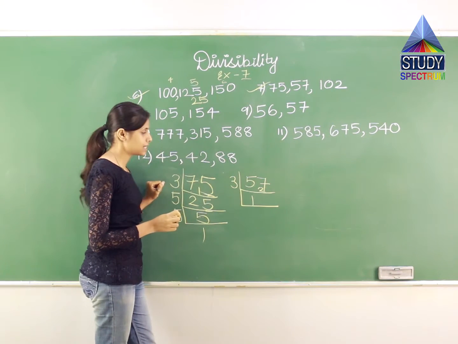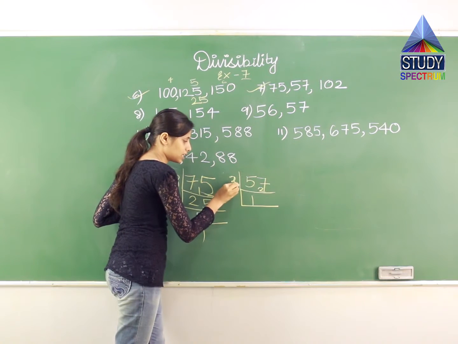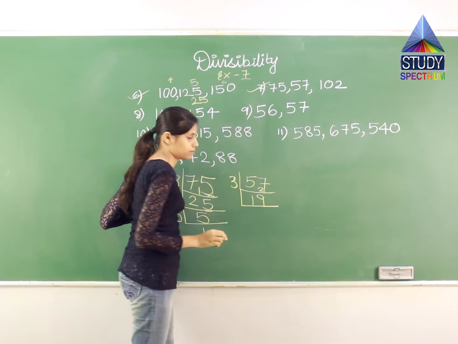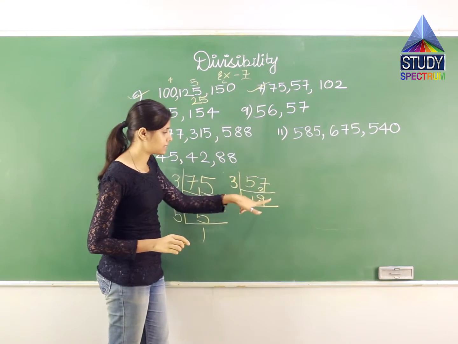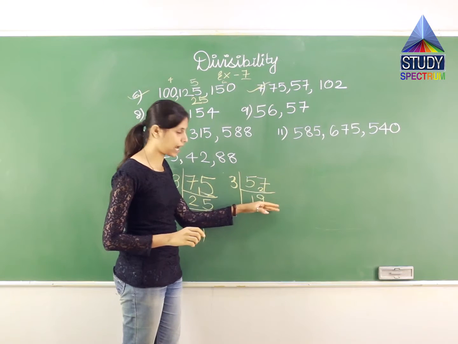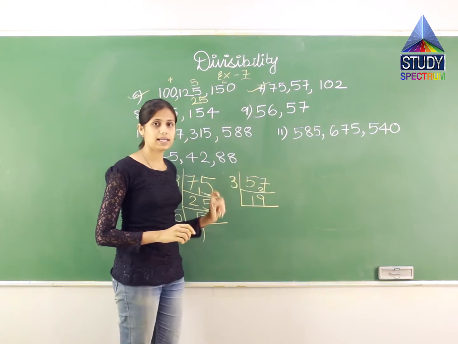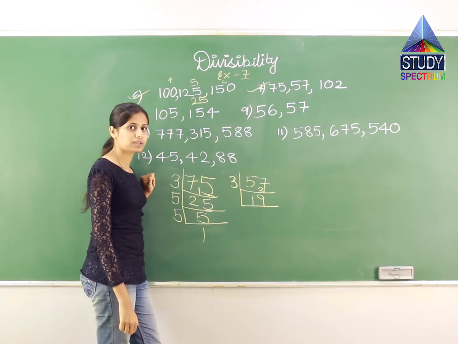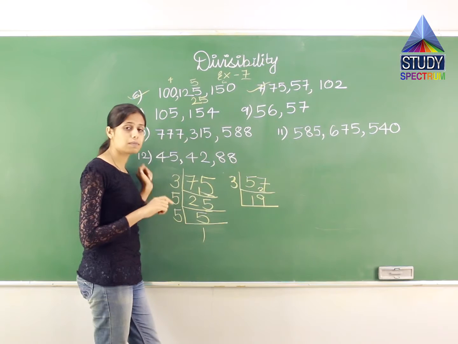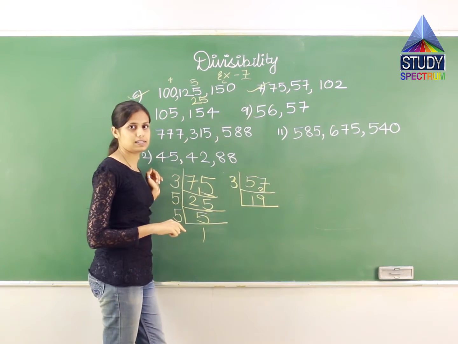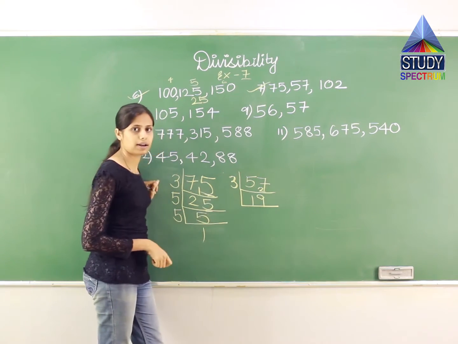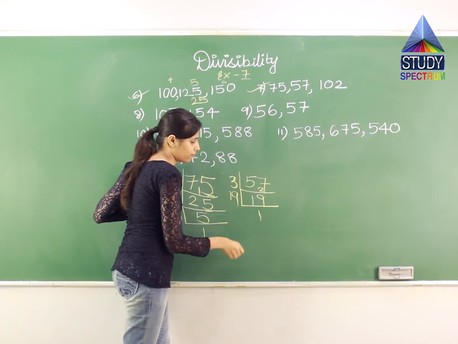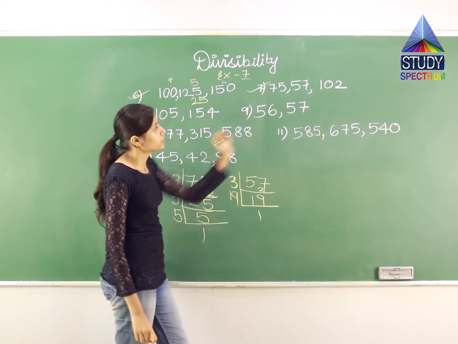So I get 27. 3 ones are 3, 3 twos are 6, 3 threes are 9, 3 nines are 27. So I get 19 when I divide 57 by 3. Now 19 is divisible by which number? 19 is a prime number. It comes in the table of 1 and 19 itself. I cannot write the factor as 1, right? So obviously the factor will be 19. So I get 1. 19 ones are 19.